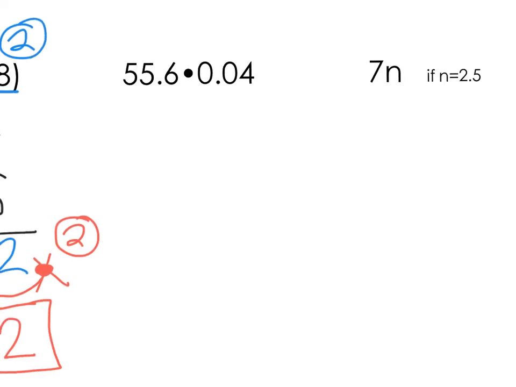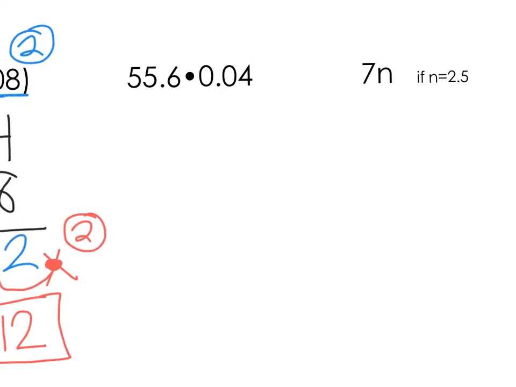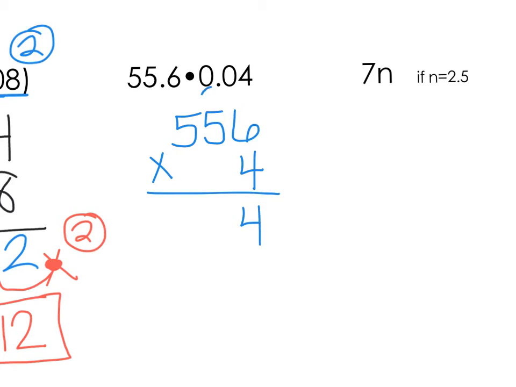Next one, we'll try that again. Gonna go ahead and write it, and we have 556. All I did was take out the decimal, and I'm gonna multiply by 4. So I'm taking the same exact numbers, I'm just ignoring the decimal for just a moment, right? 6 times 4 is 24. 4 times 5 is 20, plus 2 is 22. 4 times 5 is 20, plus 2 is also 22.